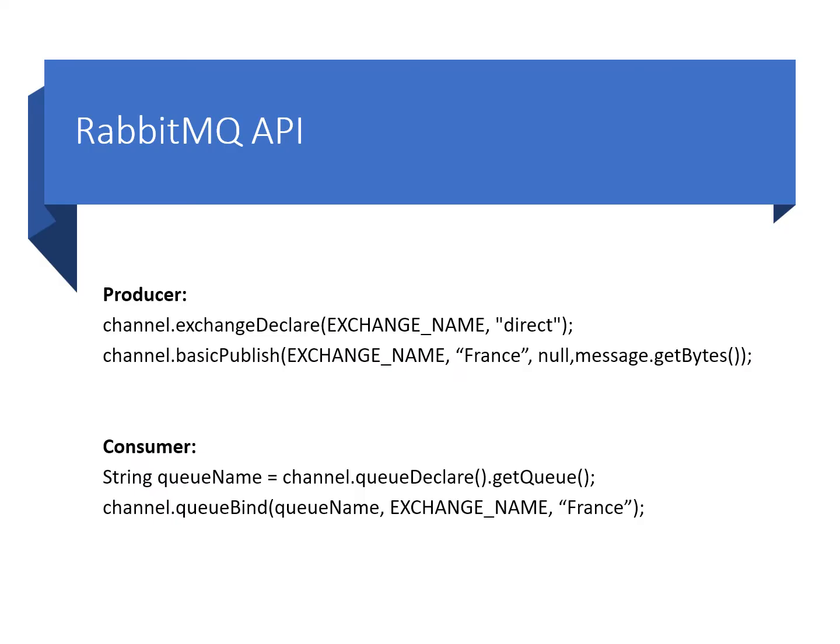This code shows an excerpt of how a direct exchange is configured and utilized in Java. RabbitMQ clients, namely producers and consumers, use the channel abstraction to establish communications with the broker. There's more on channels coming up very soon. The producer creates the exchange in the broker and publishes a message to the exchange with the routing key set to France. A consumer creates an anonymous queue in the broker, binds the queue to the exchange created by the publisher, and then specifies that messages published with the routing key France should be delivered to this queue.